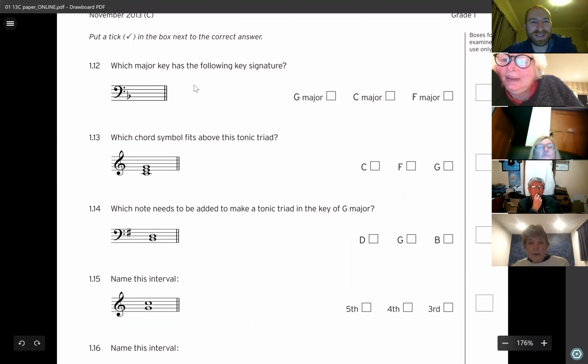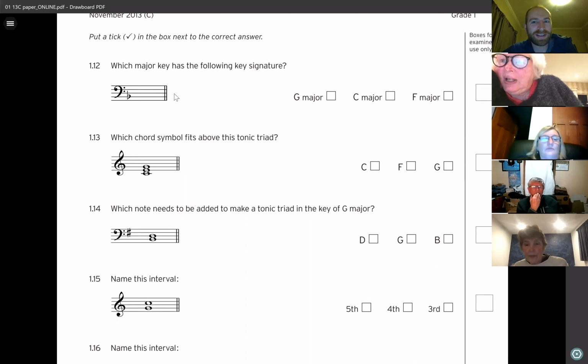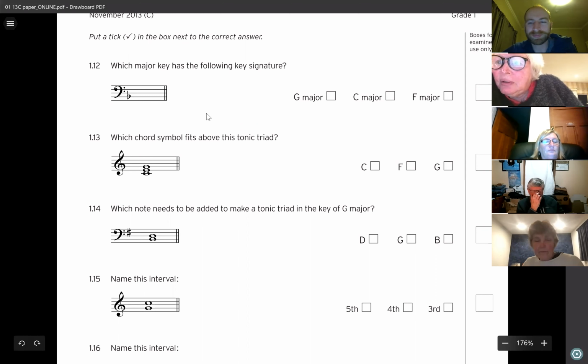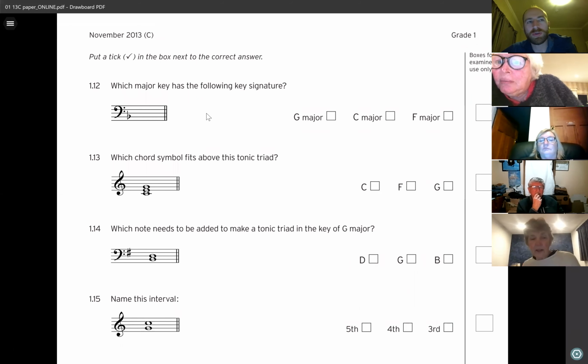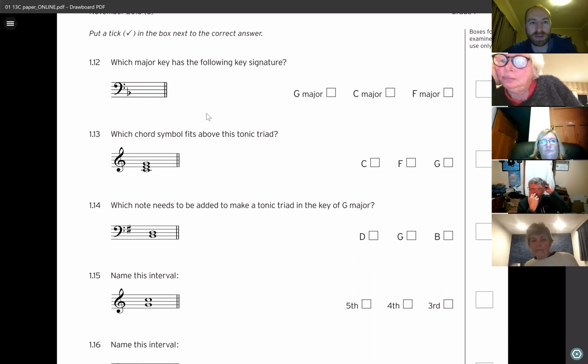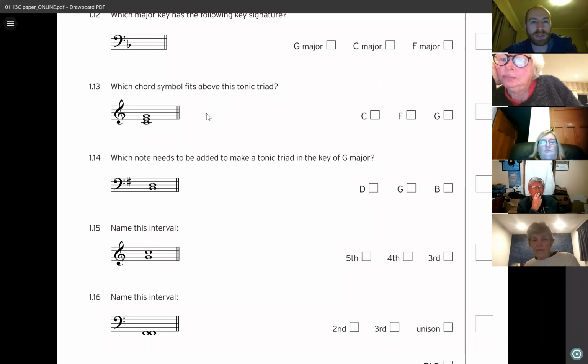Okay, what's the key signature? Which key signature is this? G flat, isn't it? Hang on, we're in bass. It doesn't matter. One flat is always F major. You know your rule for flats: the second to last flat is your key. But that doesn't work when you've only got one. So you just have to remember if you've got one flat, it's F major.